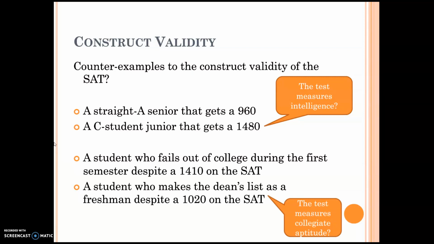If you have a situation where a student fails out of college in the first semester despite a 1410, I use this example because it happened to one of my very good friends, and then a student who makes the dean's list as a freshman despite a 1020 on the SAT, likewise, one of my other friends. So does it really measure scholastic aptitude? The answer is yes, it really does. It measures what it's entitled to measure. However, the big however, is it is still subject to outliers, which is data that deviates from the norm. All four of those examples deviate from the norm that we see in the SAT.